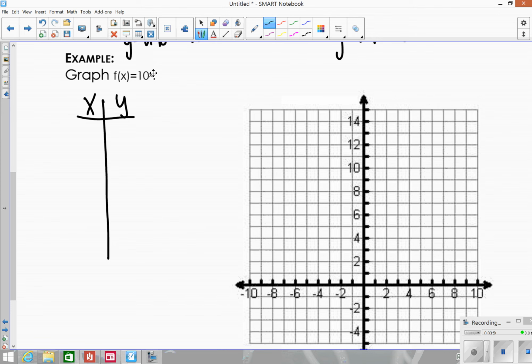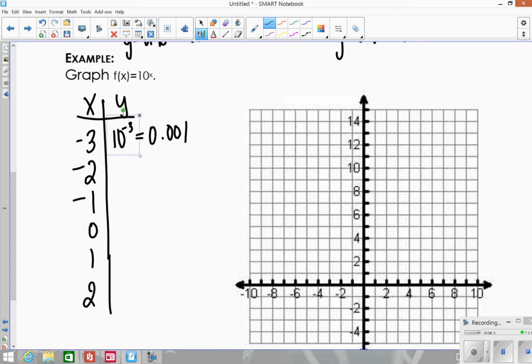So I'm going to get some negative points. I'll start at -3, -2, -1, 0, 1. And really, if I stop at 2, that's going to be enough because that's going to go off the graph. So I just pick some points and I'm going to plug them into this equation. So really this becomes 10 to the -3. And you can put that right into a calculator and you're going to get 0.001. Really what this is saying is 1 over 10 to the 3, because whenever you have a negative exponent, it goes down to the denominator.